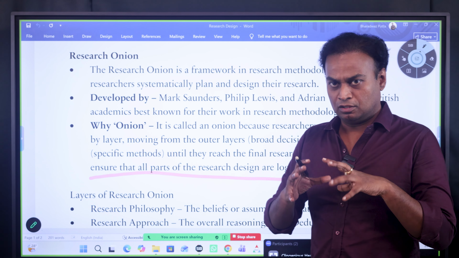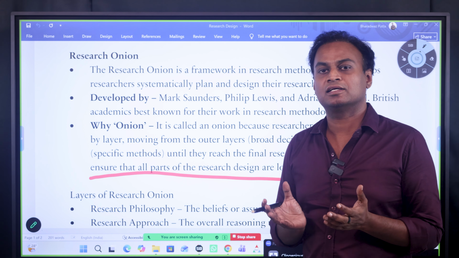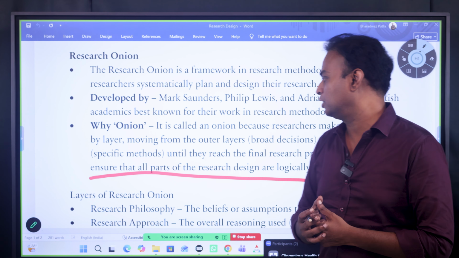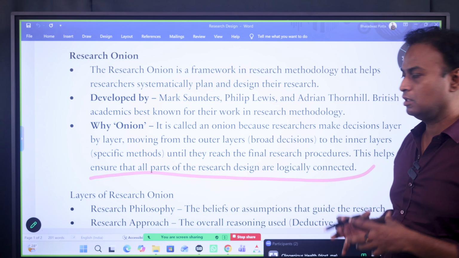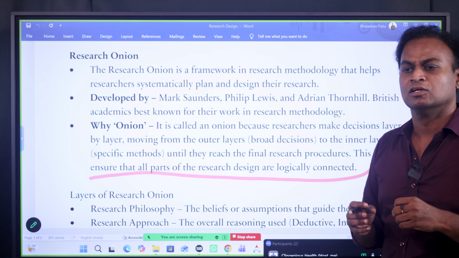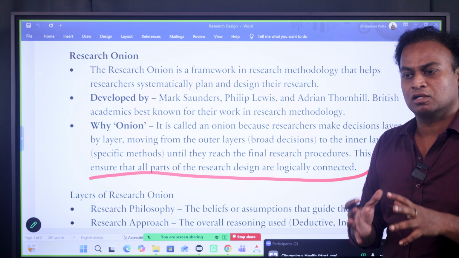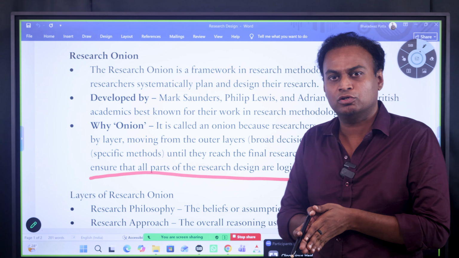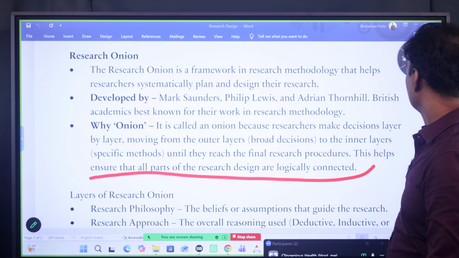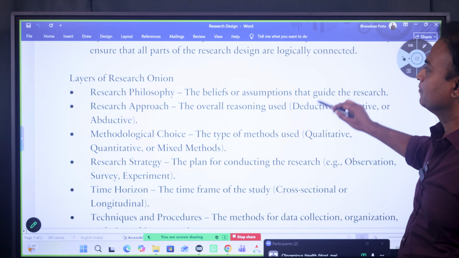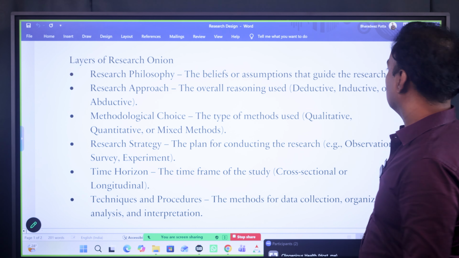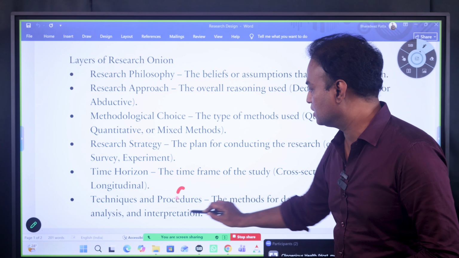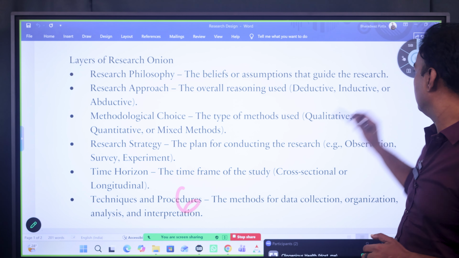So when you understand the upper layers of the onion, and then the inner layers, there will be some format to it, so that all the parts of the research are logically connected, rather than going and doing whatever you want. So it has to start from the outer layer with broad ideas, and go deep into specific ideas. So what are these layers? You can see the layers of the research onion. There are 6 layers. We will look into it.